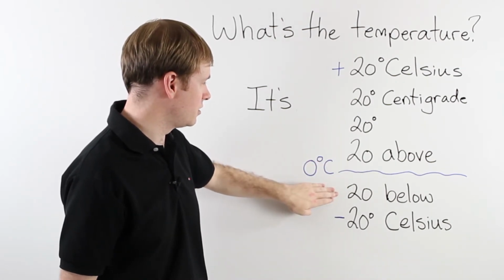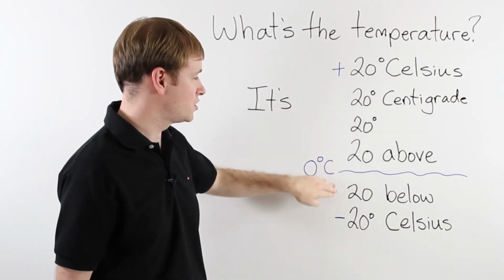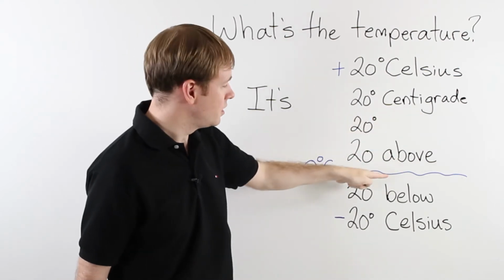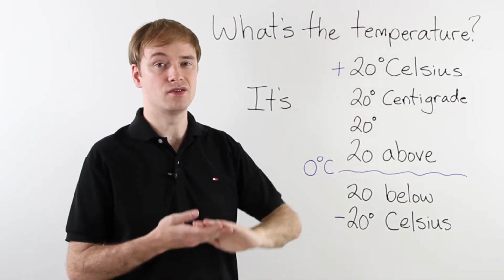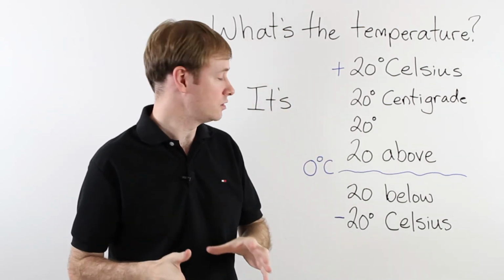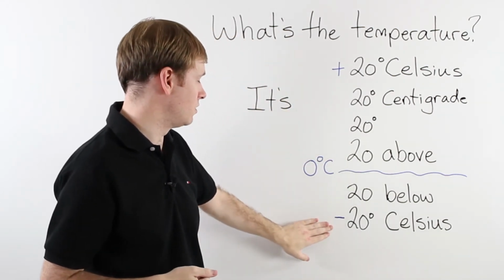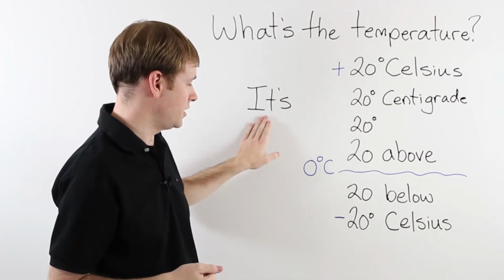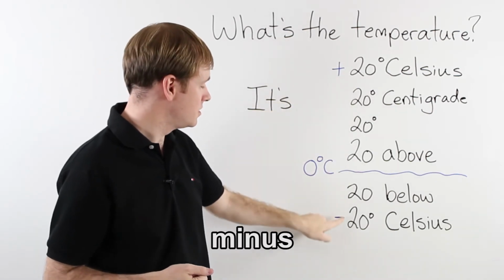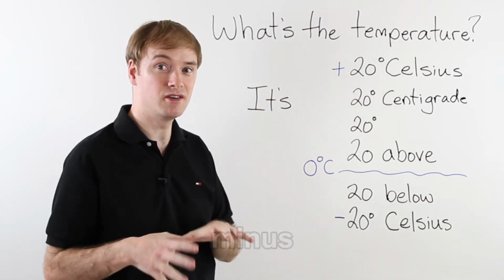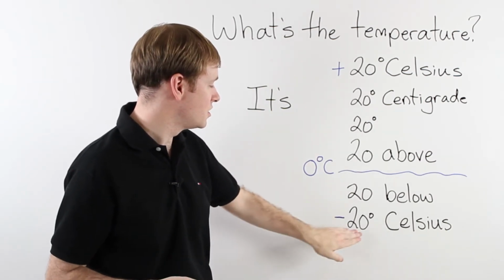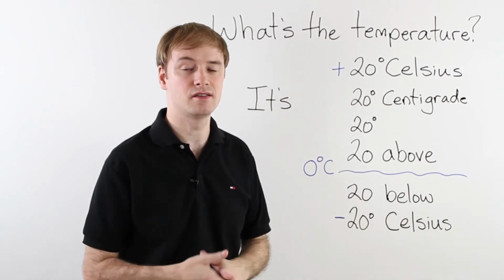Let's go down here. What's the temperature? It's 20 below. So this is above 0, and this is below 0 degrees. So 0 going down, cold, it's 20 below. Very cold. Let's move to the last one. What's the temperature? This symbol is minus. This is plus. This is minus. Minus is very scary because it's freezing. It's cold. It's minus 20 degrees Celsius.